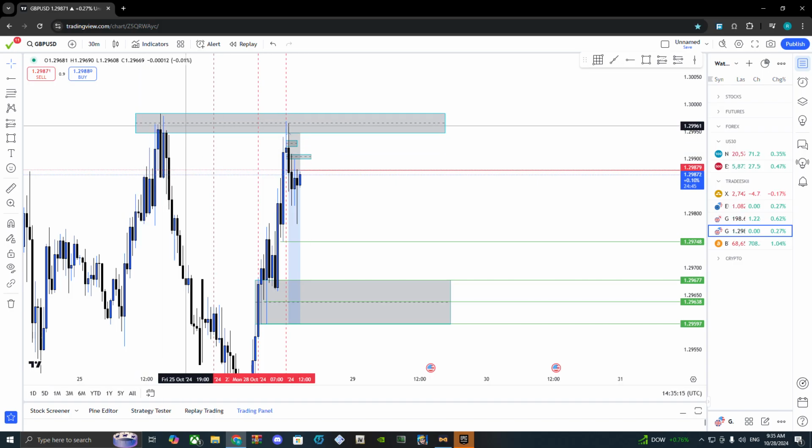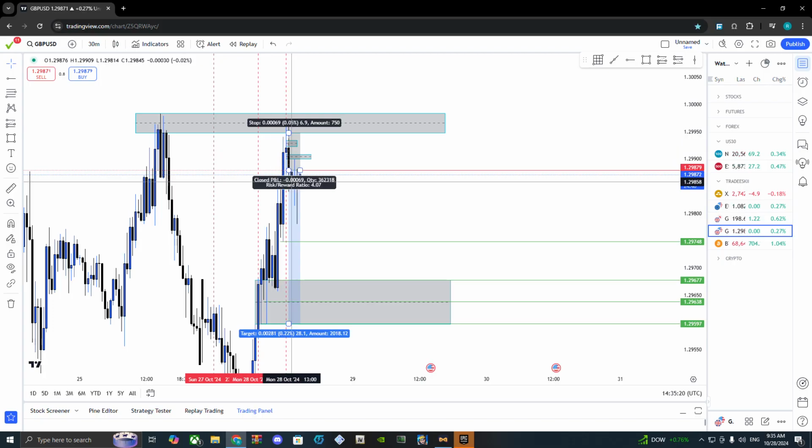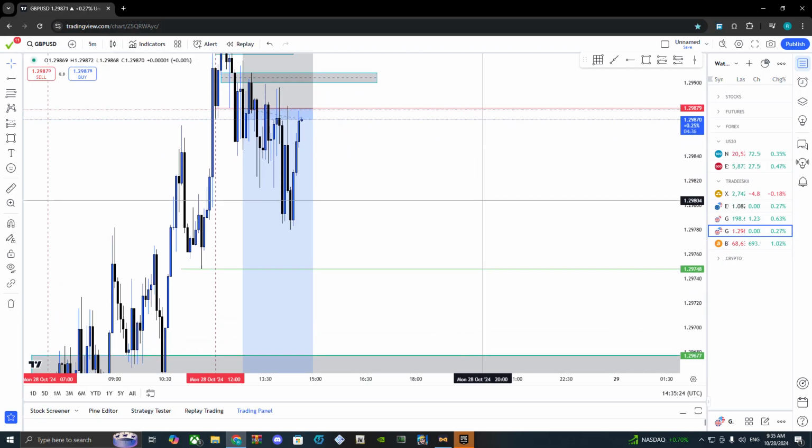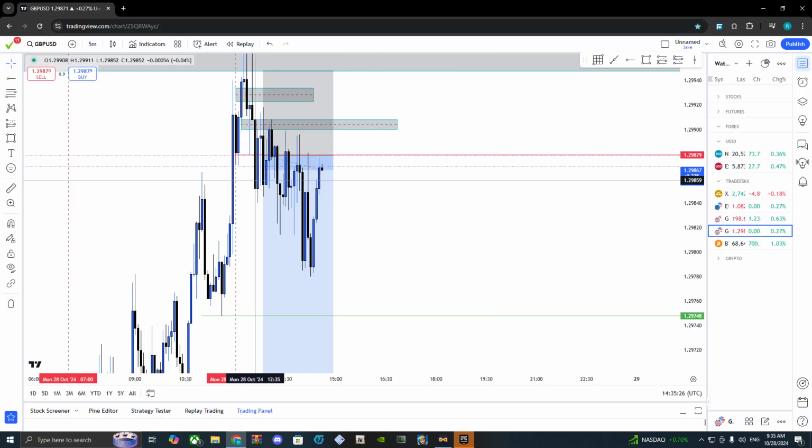Marked out this previous New York session high. As you can see, this New York session opened and tapped into it. So I scaled into the 5-minute, waited for a break of structure. We got that break, but the break was all the way down here, so I waited for a little retrace.